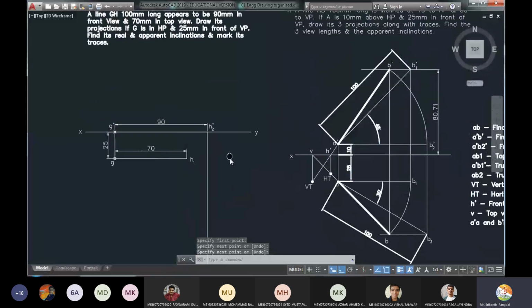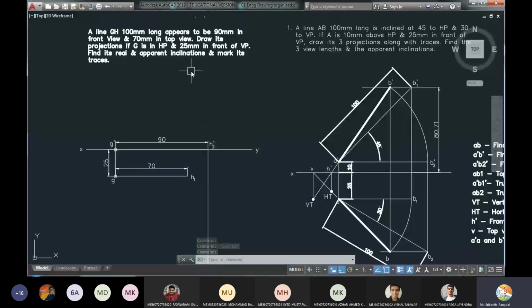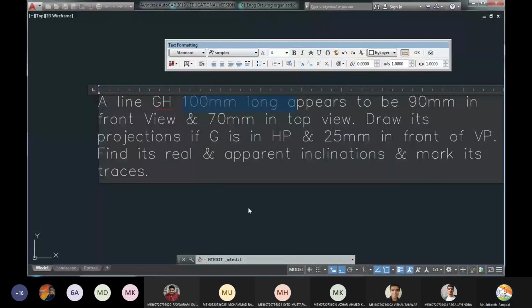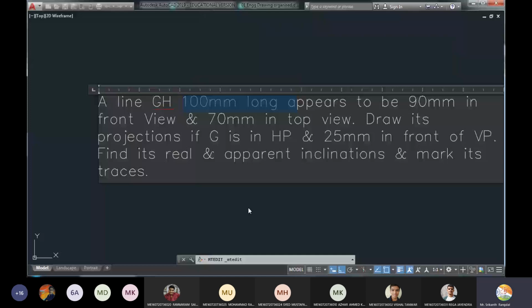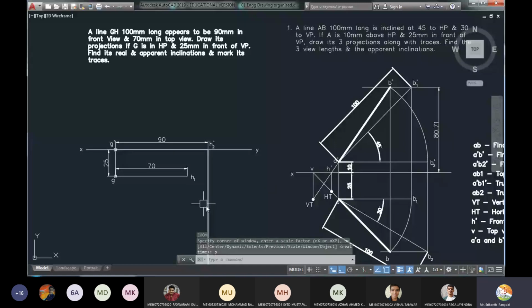Now, on this vertical line, the true length is intersecting. So from this point G, we need a length of true length. What is the true length? It is given in the question. 100 mm is the true length. So let us go ahead and draw it. How to take the true length here? The length should intersect this line and its length should be exactly 100 mm.